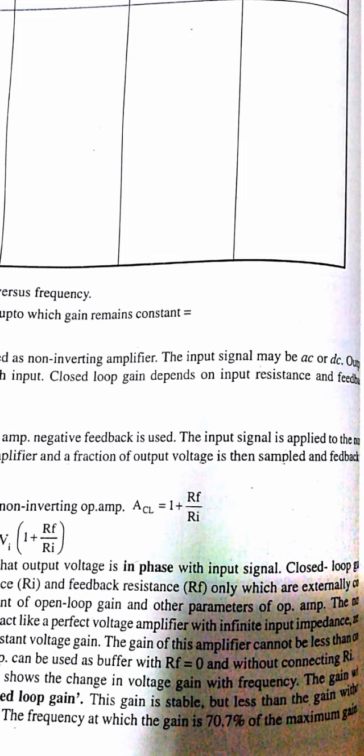Frequency response curve shows the change in voltage gain with frequency. The gain with negative feedback is closed loop gain. This gain is stable but less than the gain without feedback, means open loop gain. The frequency at which the gain is 70.7% of maximum gain is called cutoff frequency. The frequency at which the voltage gain equals 1 is called unity gain frequency.